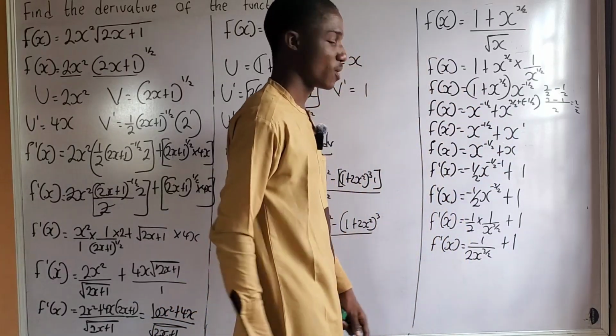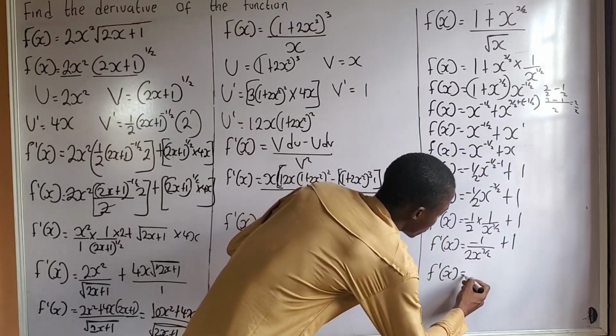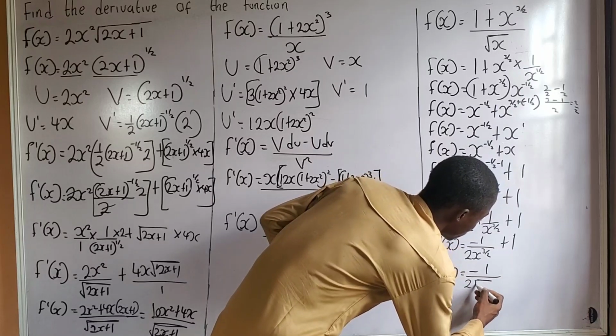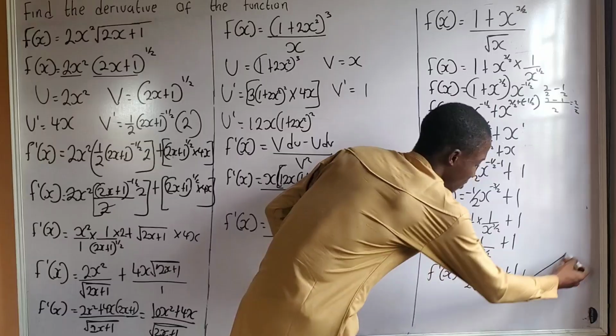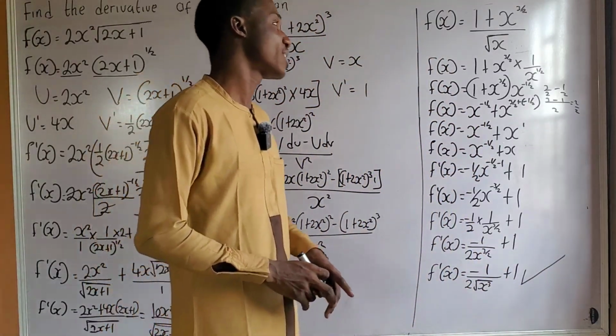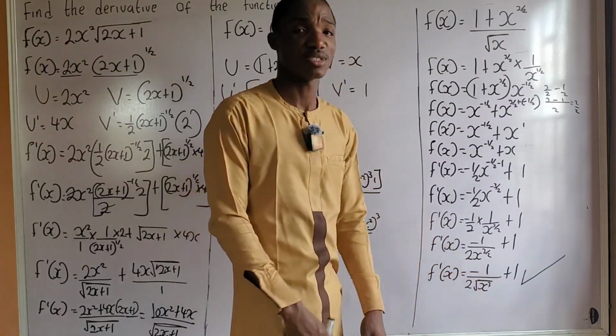Do you understand? From this point, the derivative of f of x equals negative 1 all over 2 root x raised to the power of 3, plus 1, which is the final answer. Also, if you make use of the quotient rule to differentiate this, you're still going to have this as the answer.